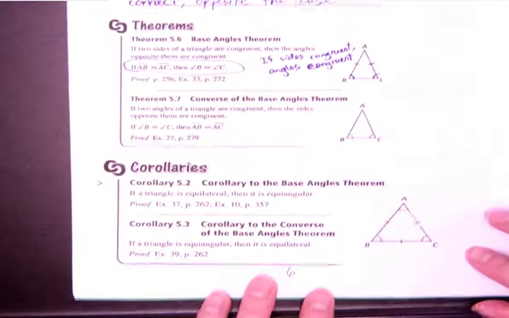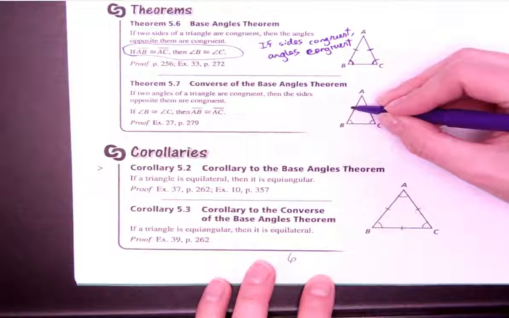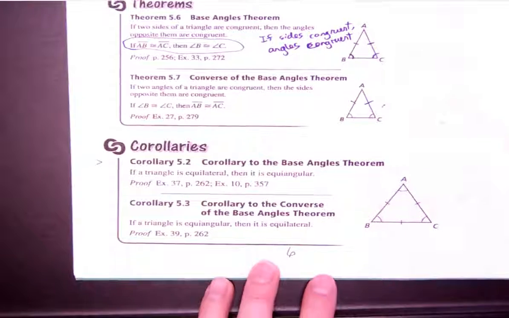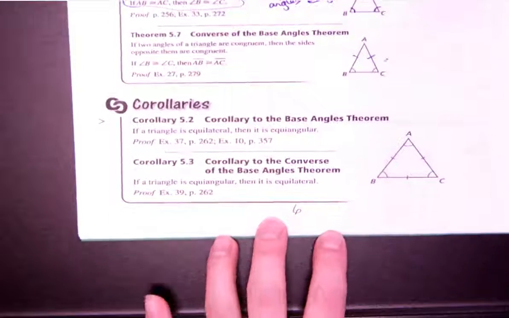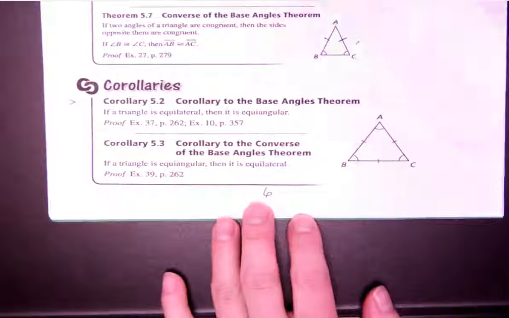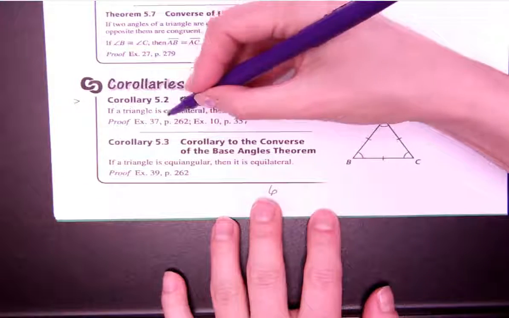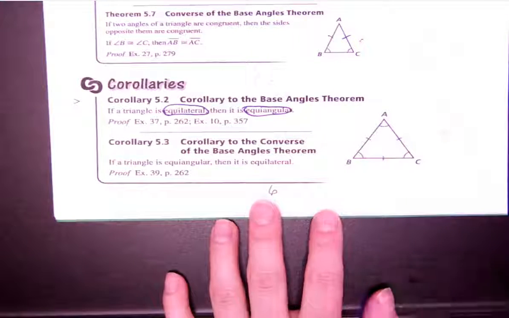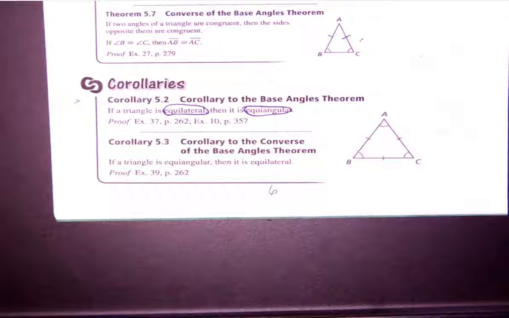All right, and then the converse is just the opposite. If we know the angles are the same, we know the sides are the same. And then down below, the corollary is if it's equilateral, then it's equiangular. And if it's equiangular, it's equilateral. So what you have to remember is when we know things about the sides, it can translate to angles and vice versa. So flip to the next page when you have that.